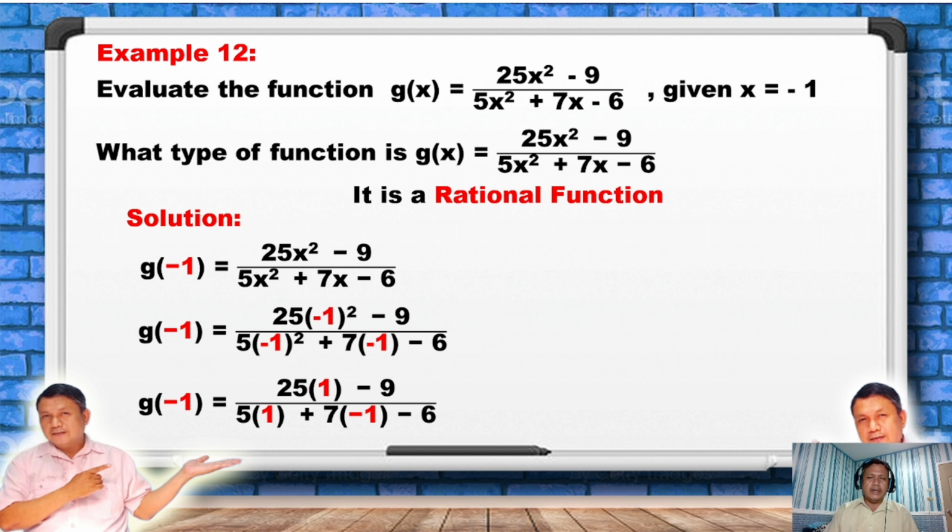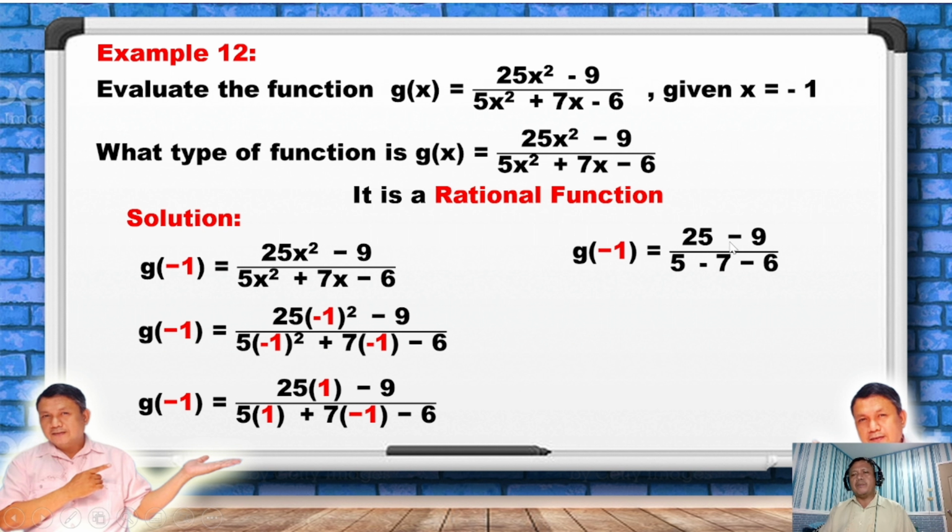Ayun, may nakita po akong mali. Anyway, so hindi ko pa naman po sinisimplify yan. So, sa case na to, kopyahin lang po natin yung mga dapat kopyahin. So, we have 5 times 1 plus 7 times negative 1 minus 6. And, again, continue to simplify the following. So, this will become g of negative 1 will become 25 times 1 is 25 na tayo. Then, minus 9, kopya pa rin. 5 times 1 is 5 and 7 or positive 7 times negative 1 will become negative 7 and copy negative 6. At this time, same procedure, simplify pa rin natin numerator and denominator.